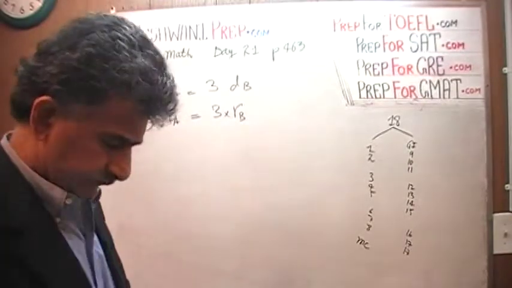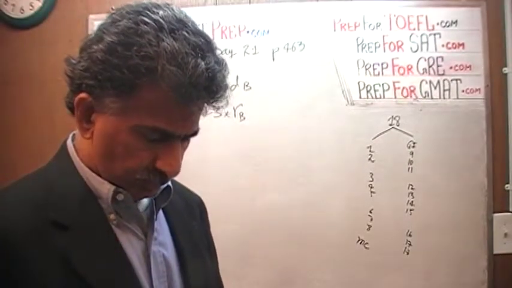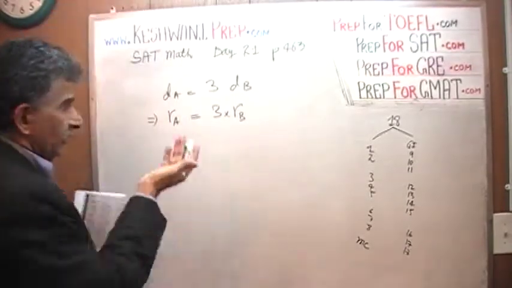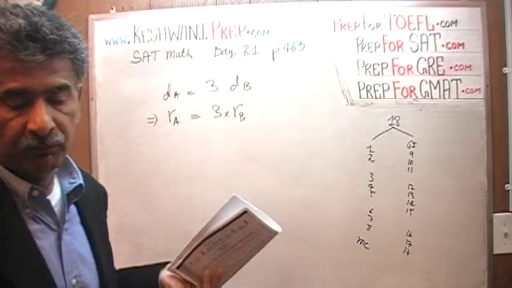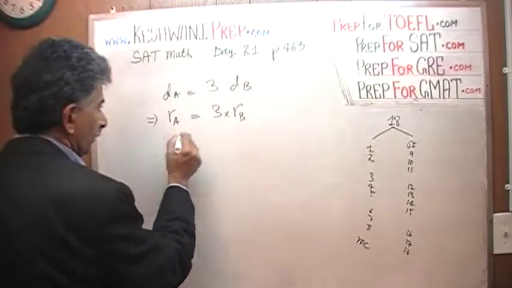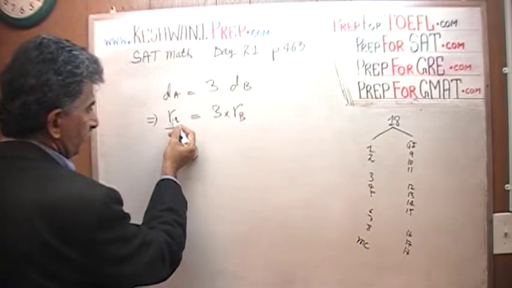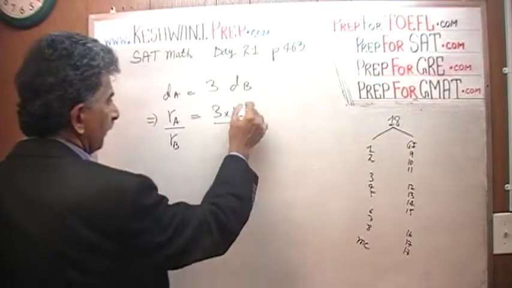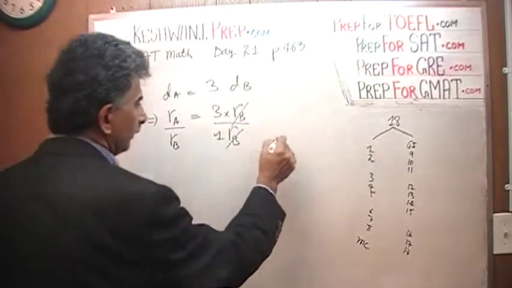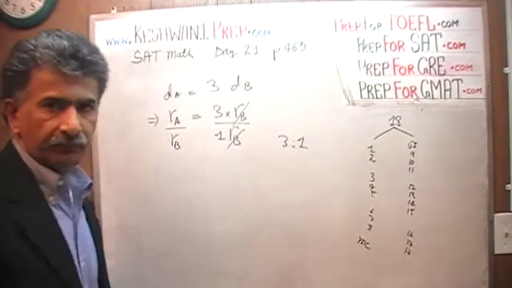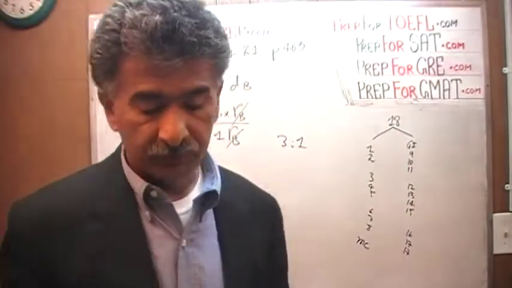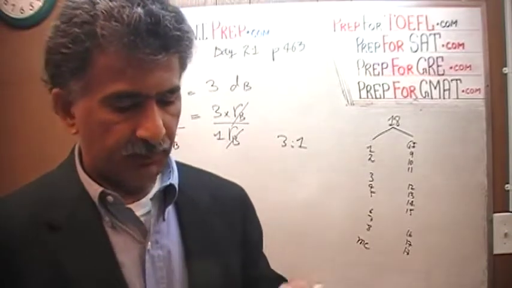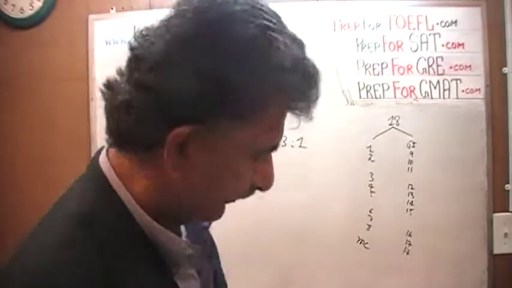Let's see what they're asking. What is the ratio of the radius of circle A to the radius of circle B? Well, the ratio is the same as the ratio of the diameters. If you want the ratio of radius A to radius B, divide both sides by radius B, and the ratio is 3 to 1. It's the same as before, because the ratio of the diameters is 3 to 1, so the ratio of the radii is 3 to 1. That's it. The answer is E. Next page, number 3.